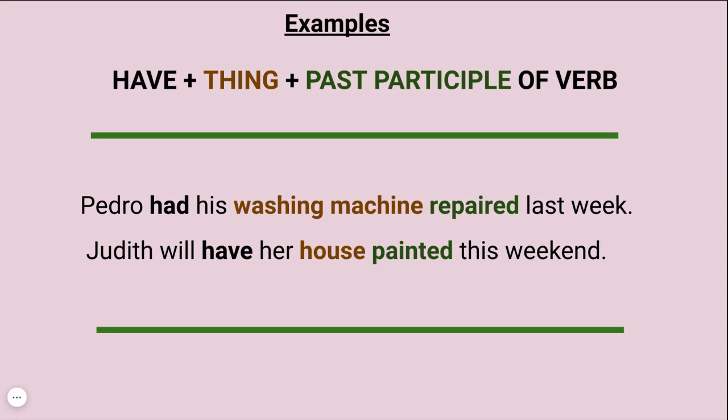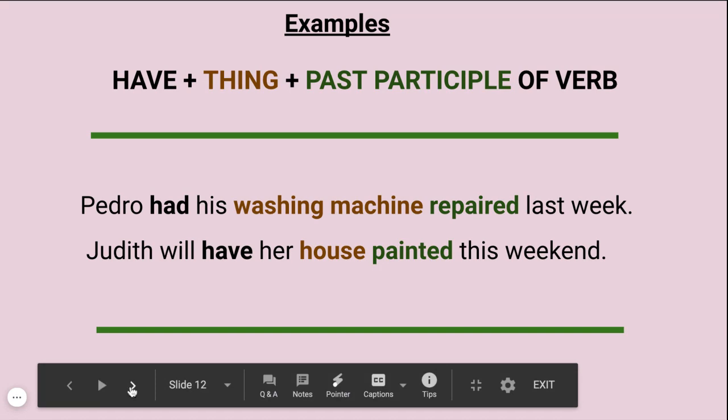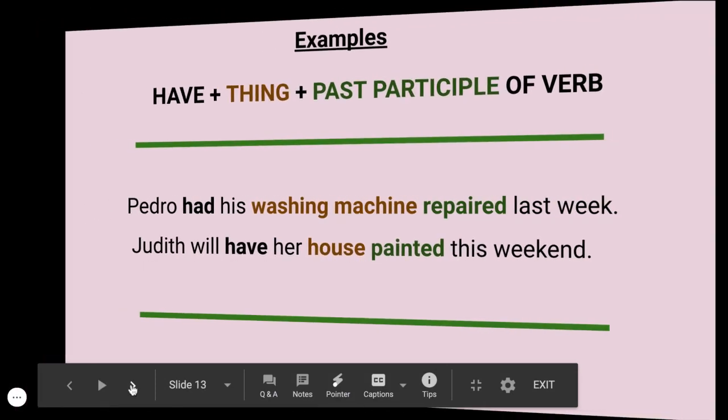And in this case, the repaired is kind of the passive form. Somebody repaired the washing machine. Pedro didn't do it, but he caused someone else to do it. The next one, Judith will have her house painted this weekend. And she's not going to paint, but somebody else is going to make sure that it gets painted. So that's an alternative form that we use with have as a causative verb.